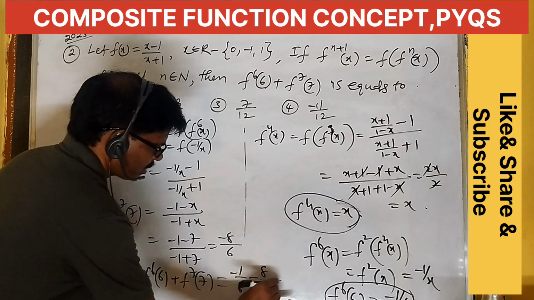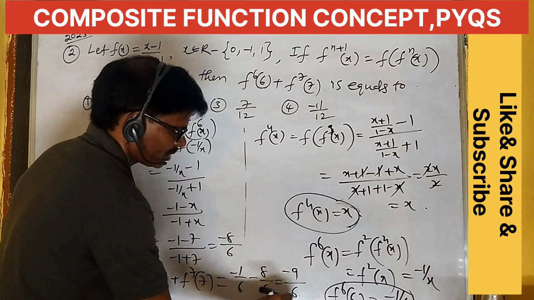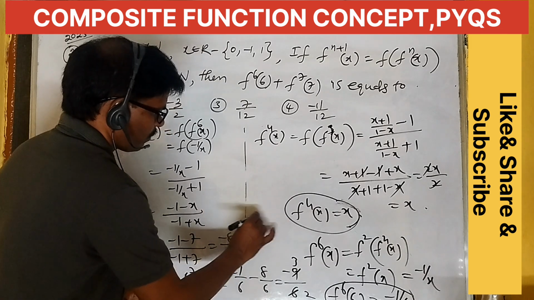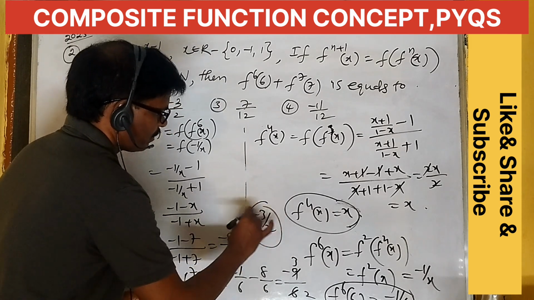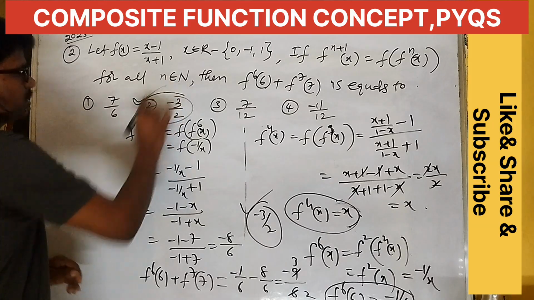What is the LCM? LCM is equal to 6. Minus 9 by 6. This is the minus 9 by 6. 3 times 2 times 3 times 2. 3 times is equal to minus 3 by 2. Minus 3 by 2 is our answer. Option 2 is correct. Okay.